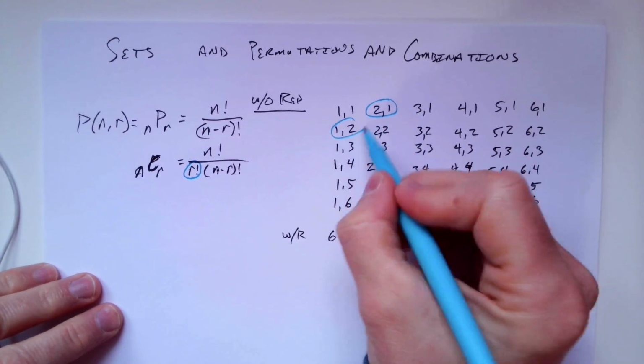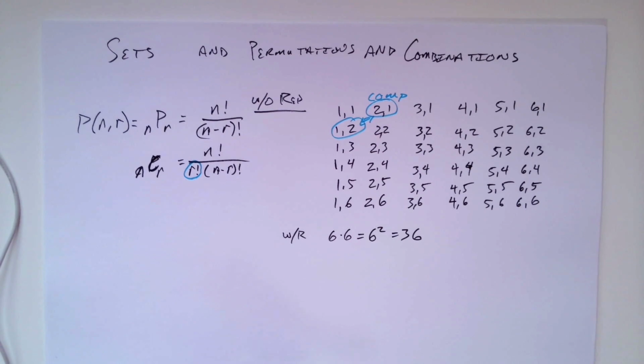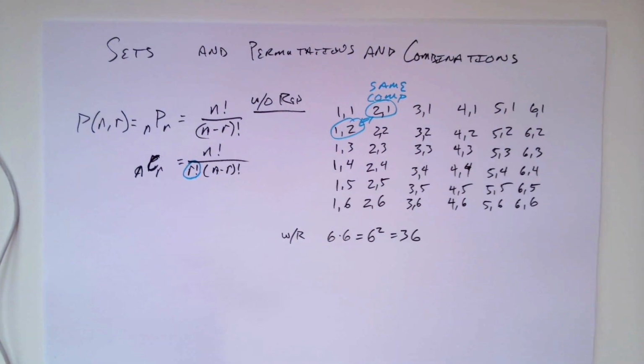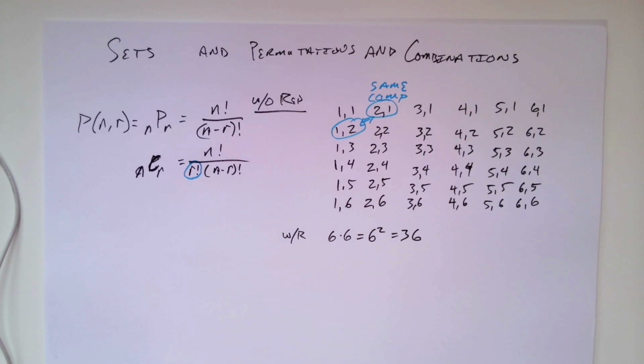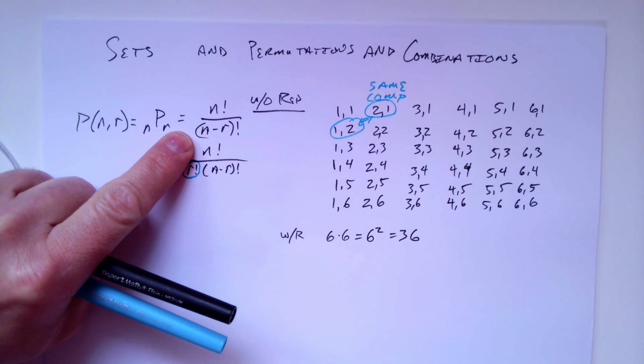So this and this are the same combination, but they are different permutations. Same combination, but different permutations. So the order in which they're being done matters. So when you count your setup, you need to be paying attention to, is my set made up of permutations, or is my set being made up of combinations? In this case, it's being made up of permutations, and it is with replacement. So we do 6 times 6, which gives us 36, instead of this formula up here.